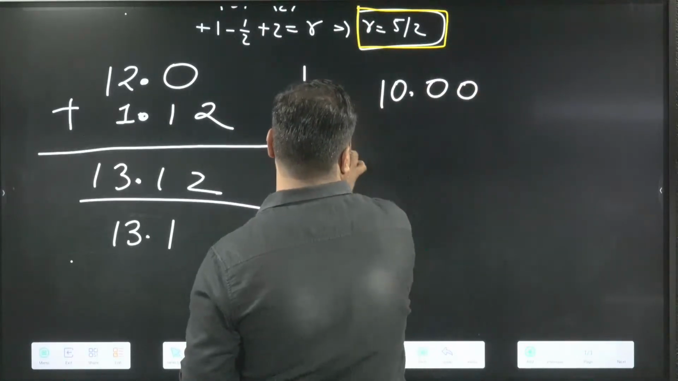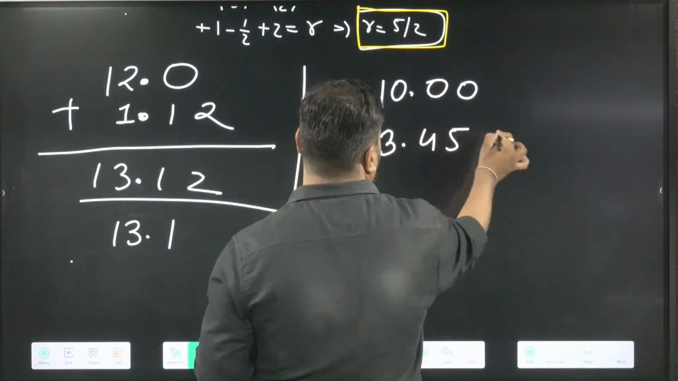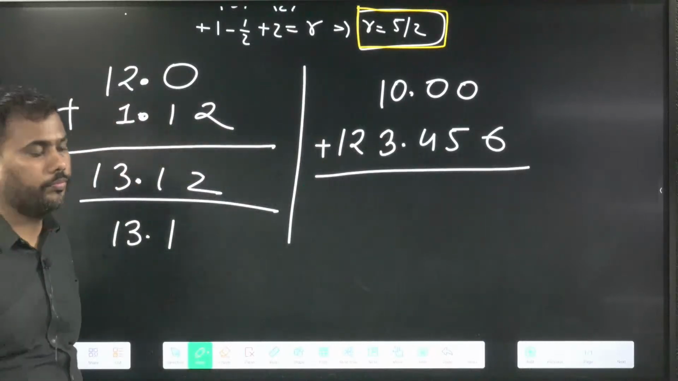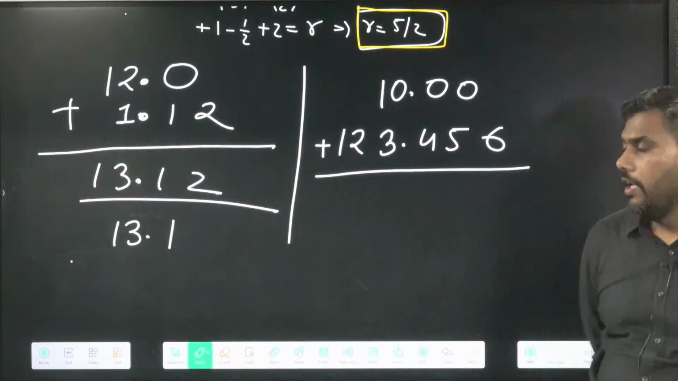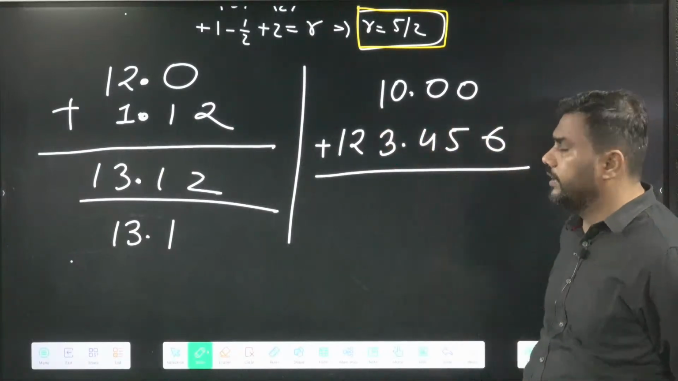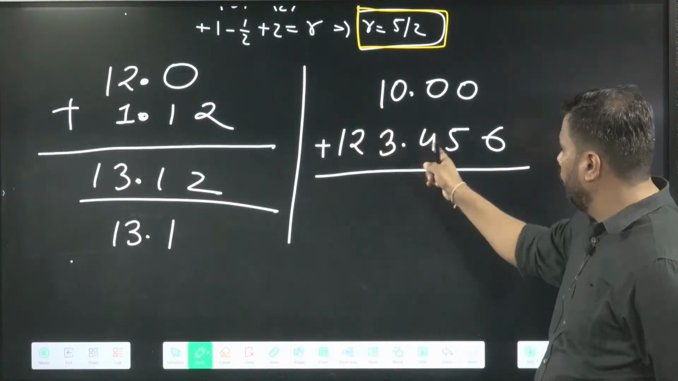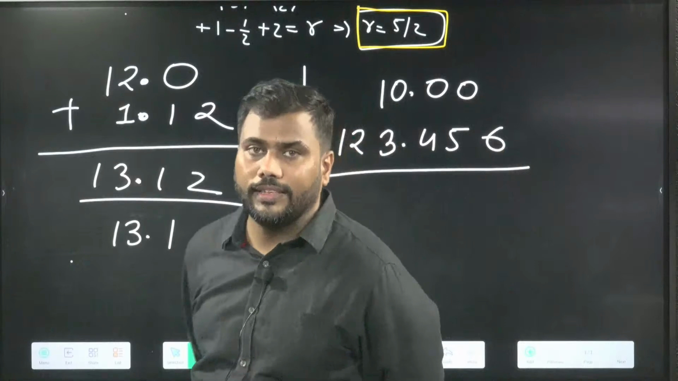10.00, if this is added with 123.456. I am adding these two numbers. First number has how many significant digits? 4. Second number has 1, 2, 3, 4, 5, 6 significant digits. So I am adding 4 and 6.